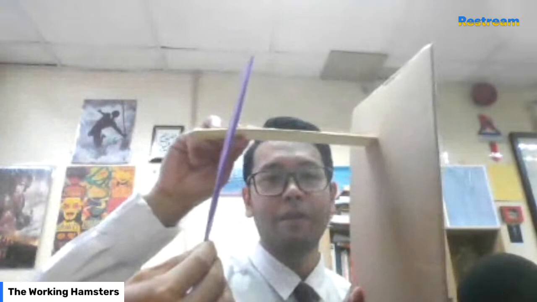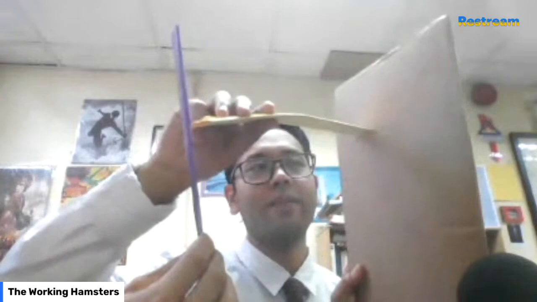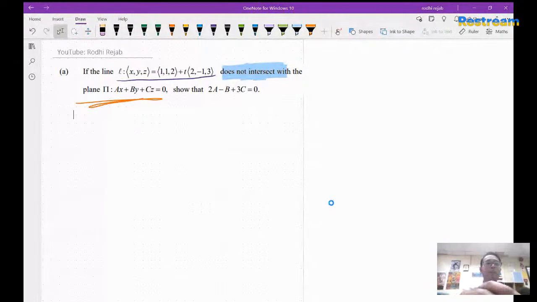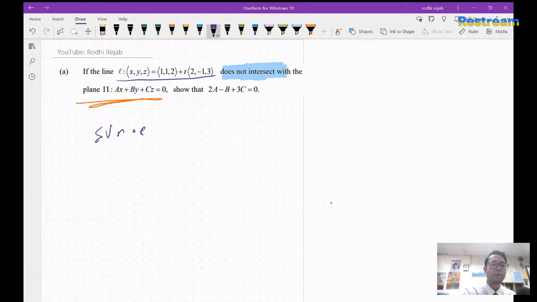Eddie is holding it. Okay. So that means here, the normal of the plane is 90 degrees. You can see here, if they are parallel, the normal of the plane is 90 degrees to this line. All right. So if they are 90 degrees, then you can use dot product, because dot product is 0. Okay. So going to that question again. So since it does not intersect, it's parallel.